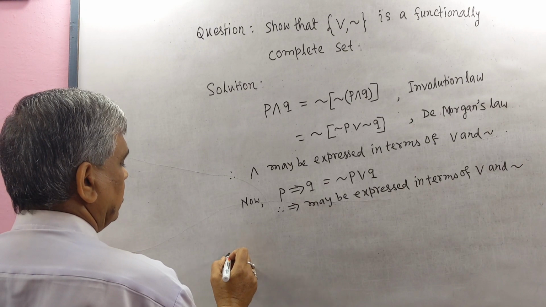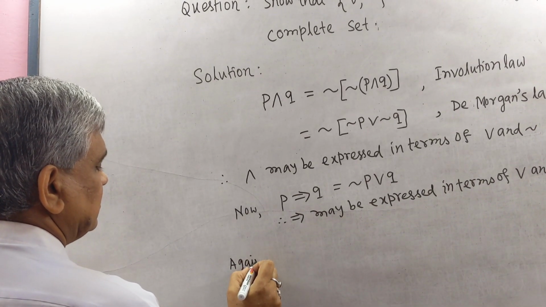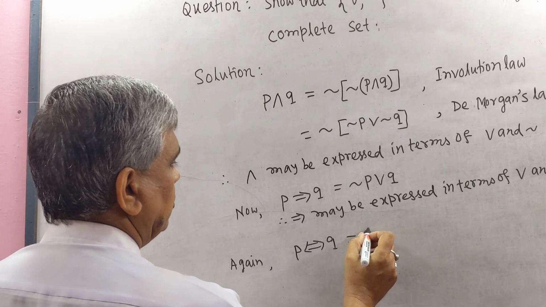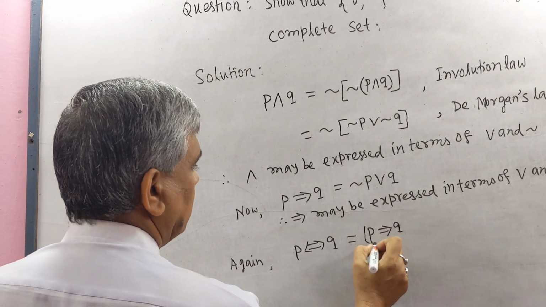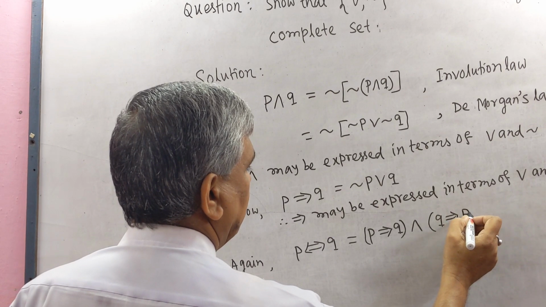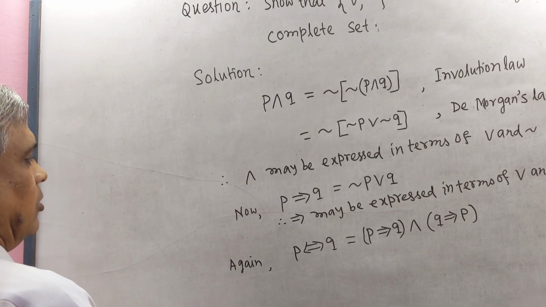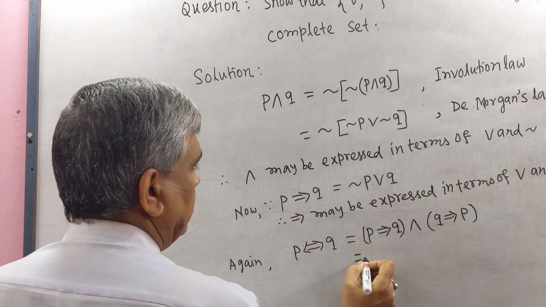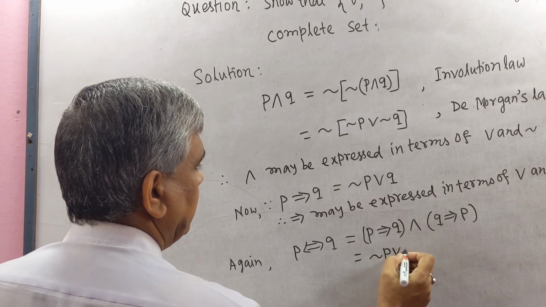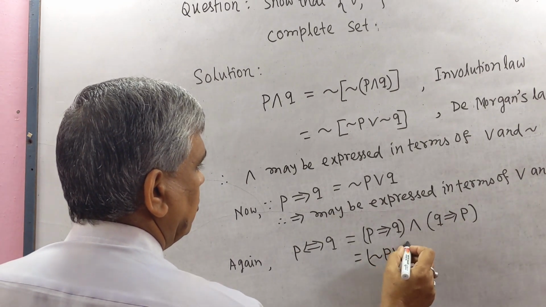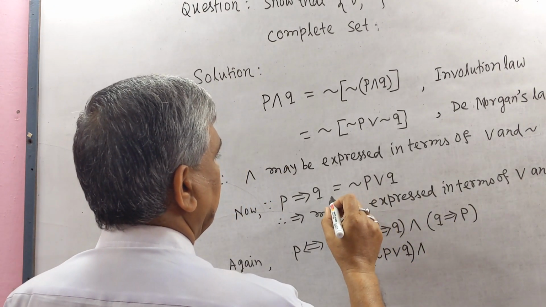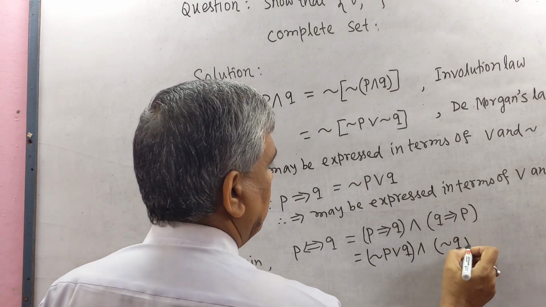Now we take again P double implication Q, equal to P implication Q conjunction Q implication P. P implication Q means negation P disjunction Q, and Q implication P is negation Q disjunction P.